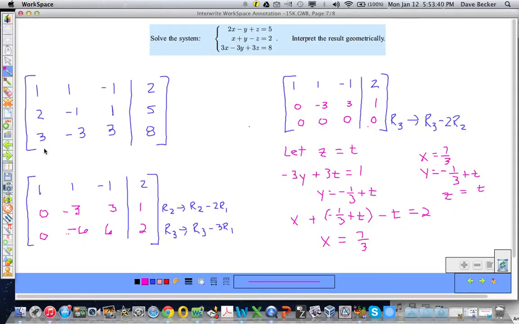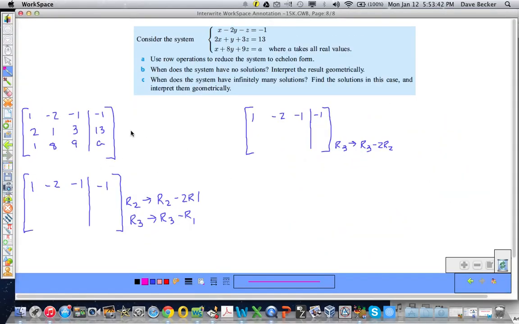One more example, and I did some of the matrices ahead of time again. Let's say I have this system here, and everything looks good except here. We're going to leave it as a, where a takes all real values, because we're going to think a little bit. We're going to use row operations to reduce the system to echelon form. That's part a. And so again, I showed you what I'm going to do here, and I'm just going to fill it in the interest of time.